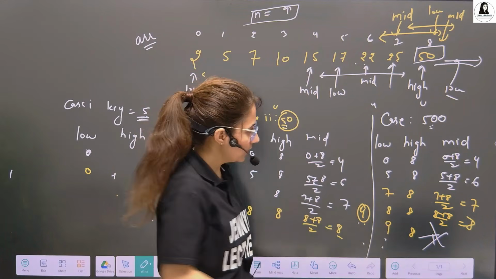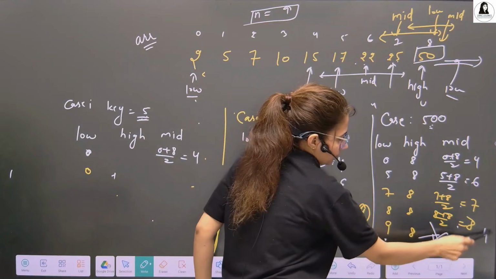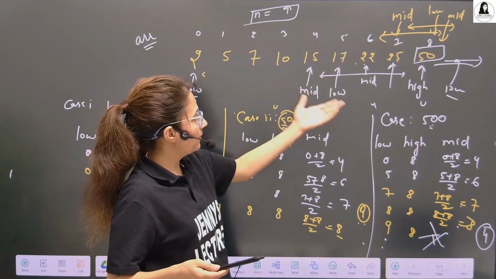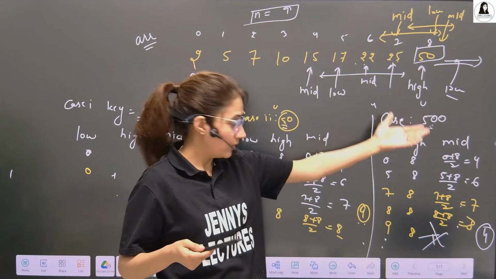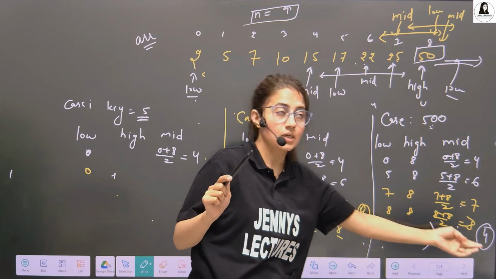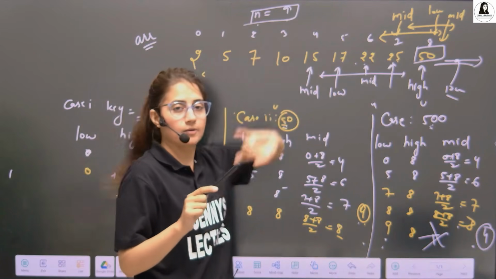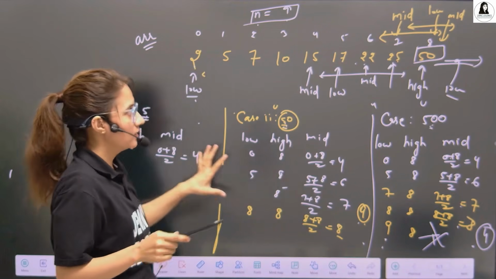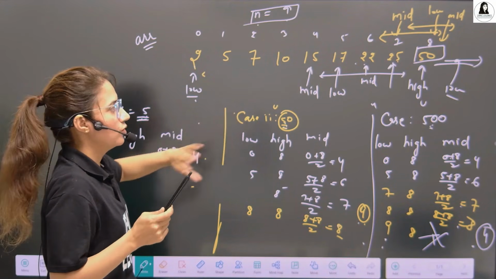Now how many comparisons are there? 1, 2, 3, 4, because we haven't compared here. So this is the worst case, meaning the element is not there. You got this answer within 4 comparisons, and this n is 9. You got it? So there can be 2, 3 cases. This is how binary search works. So I hope you got this.